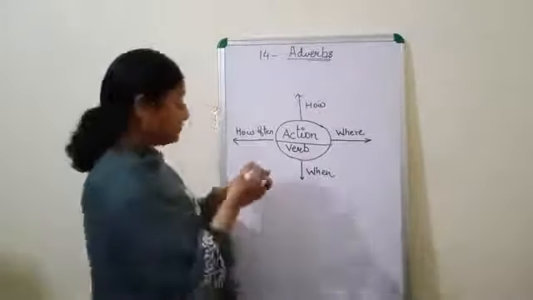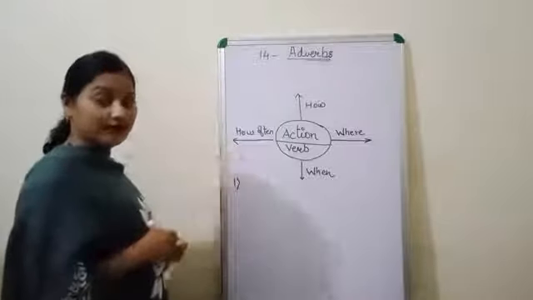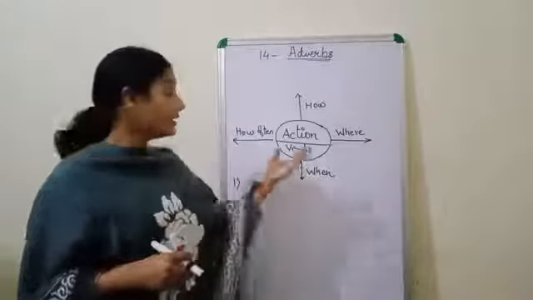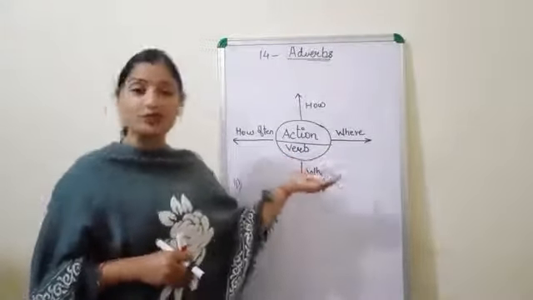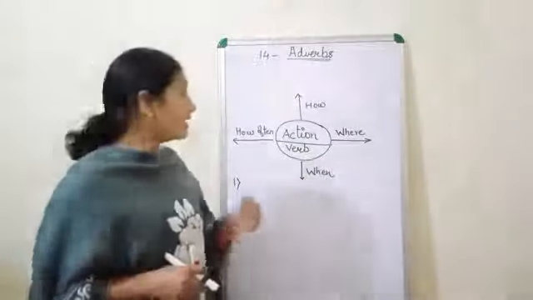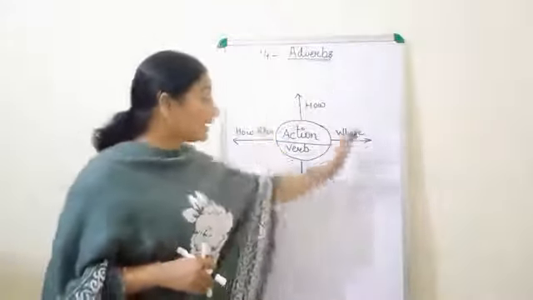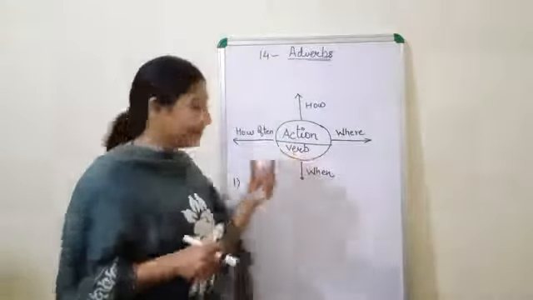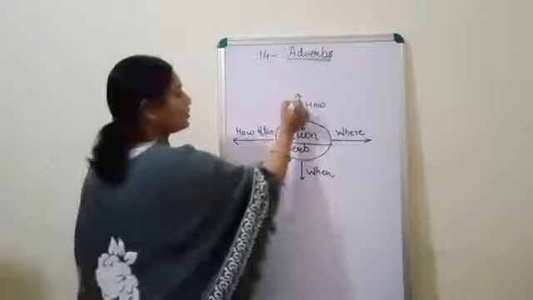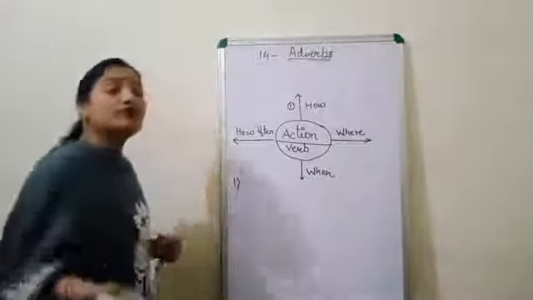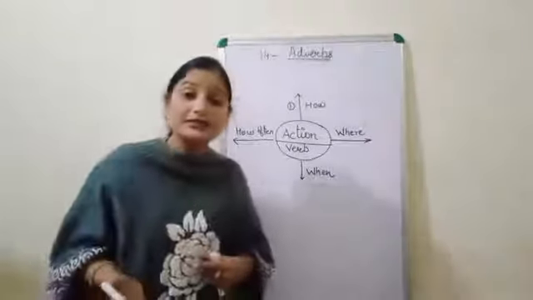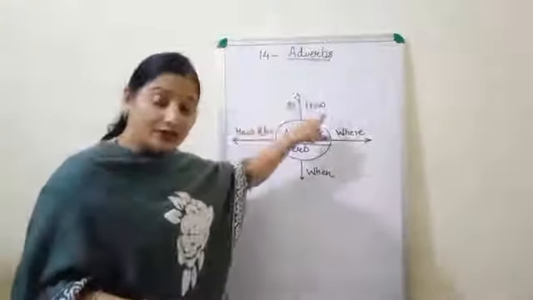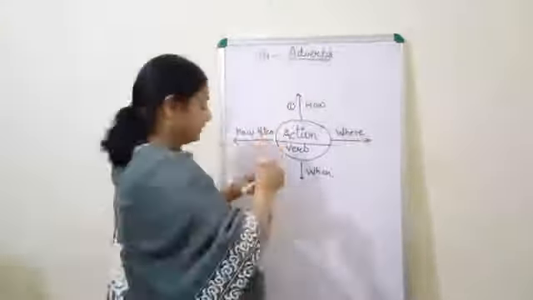Now, on the basis of action, according to the verb, a word which modifies your verb or a word which modifies your action is called an adverb. So, there are 4 different types of adverbs on the basis of showing the action. And number 1 is how. How we are performing something, how we are doing something, that is called an adverb, and this will be the adverb of manner.